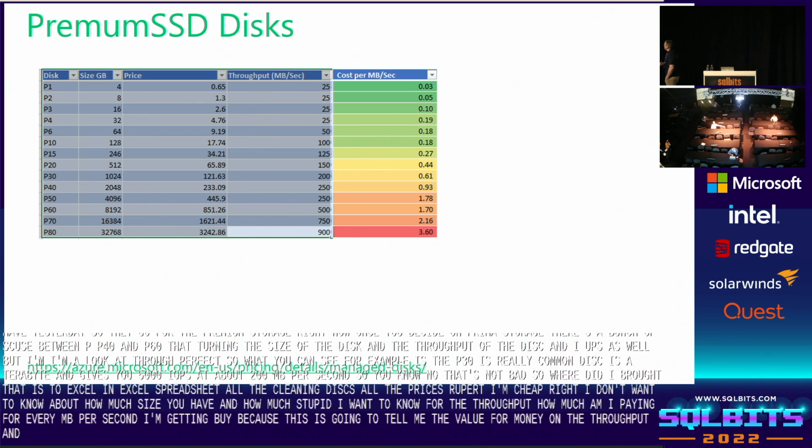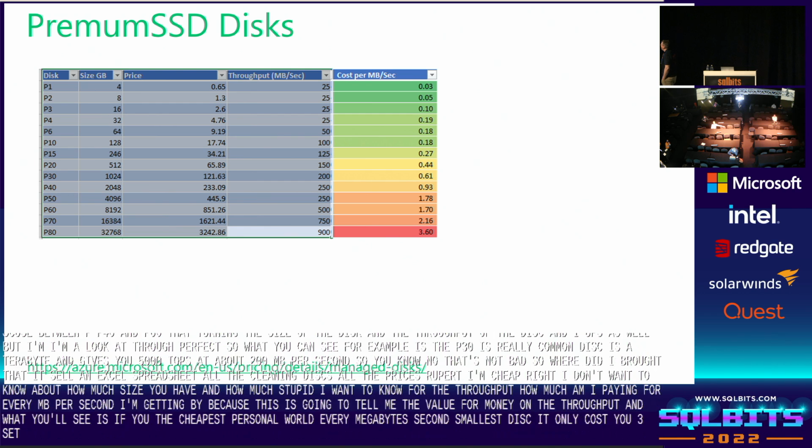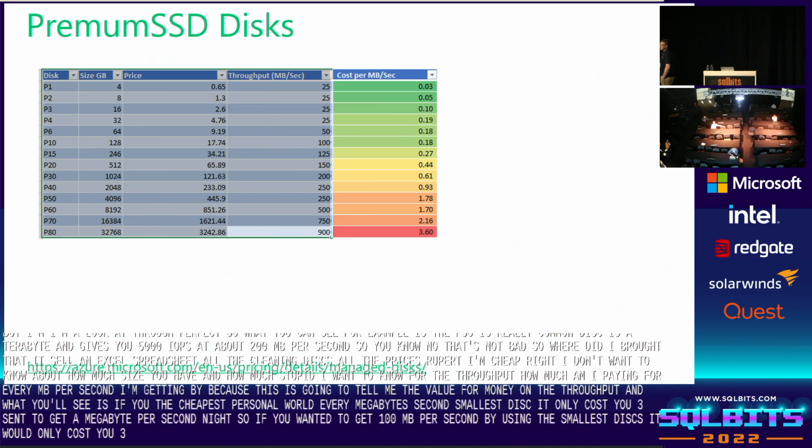And what you'll see is, if you were the cheapest person in the world, for every megabyte per second, on the smallest disk, it only costs you 3 cents to get a megabyte per second, right? So if you wanted to get 100 megabytes per second by using the smallest disks, it would only cost you €3, right? Be ridiculously cheap. Now, obviously, the VMs don't let you put that many disks in them, so it's completely impractical.